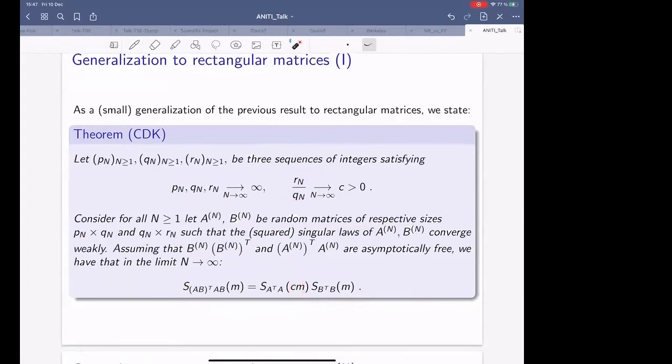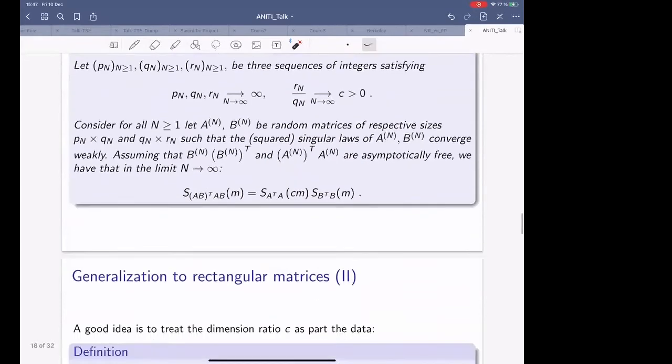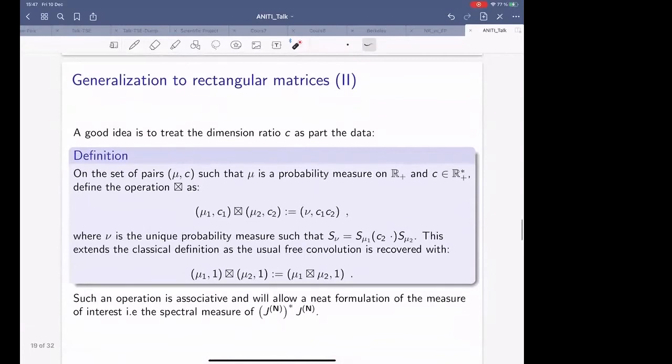This requires really looking at what happens in the rectangular setting. Once you have this, you can define this operation. And once you have this C, it's good to treat it as part of the data.